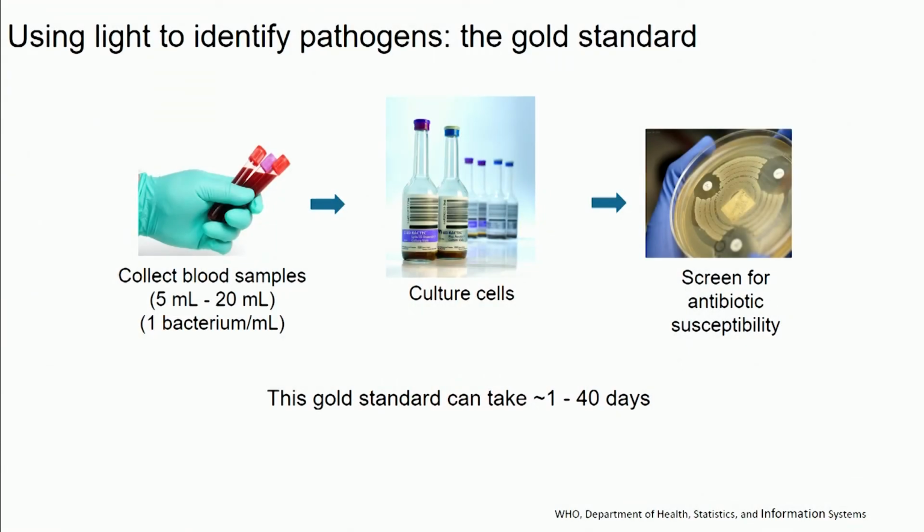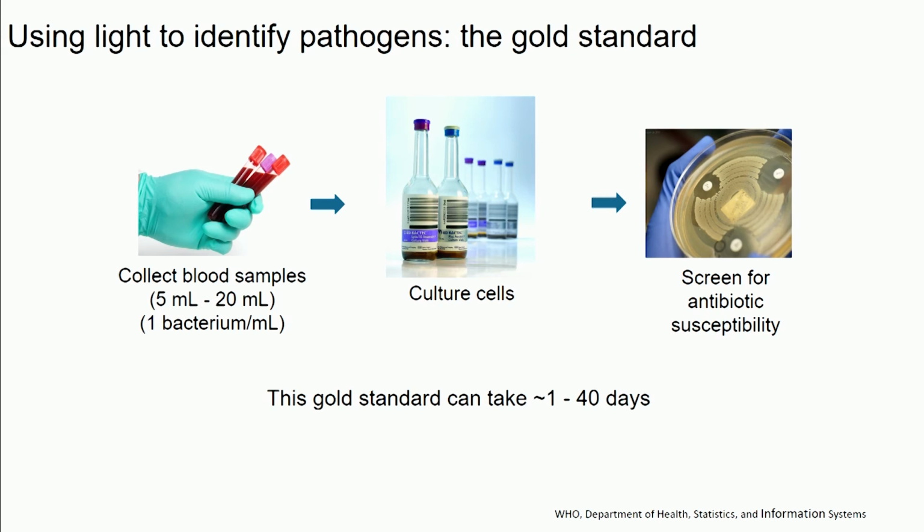So in the case of a bloodstream infection, they would draw roughly about 5 milliliters up to about 20 milliliters of blood. And then what they would have to do is culture the blood to see if bacteria are present. And that can take anywhere from 1 to 40 days, depending upon the type of bacteria. So usually slow-growing bacteria, like tuberculosis, take much longer to culture. And then based on whether bacteria are there or not, there's usually a pH sensor that changes color, and that would detect whether a bacteria is there.